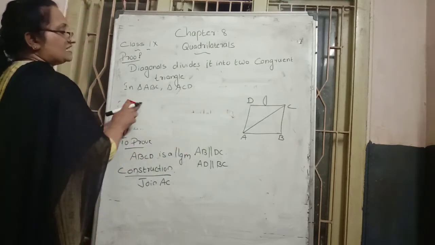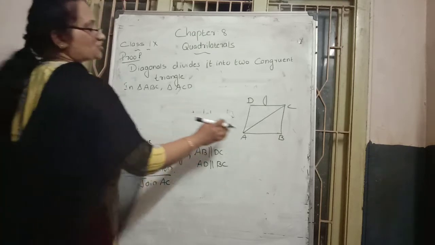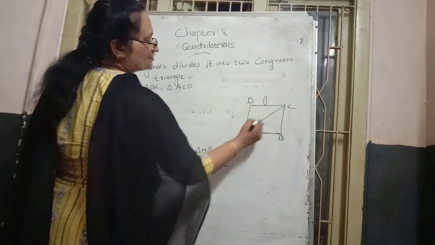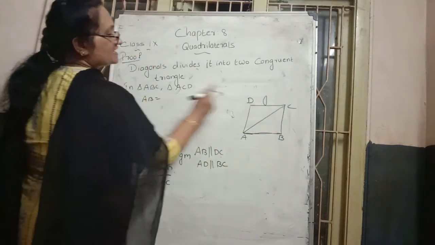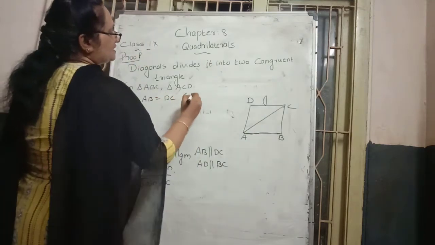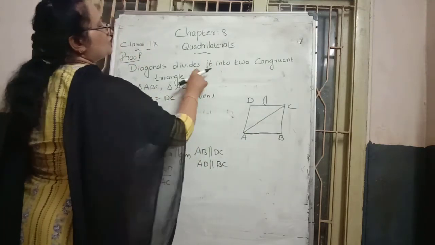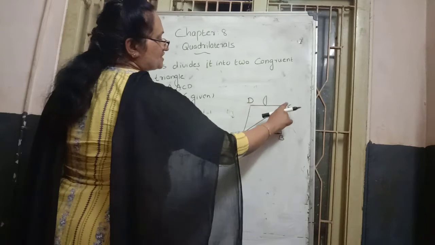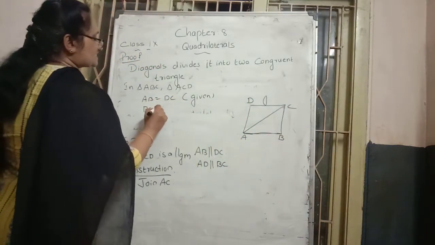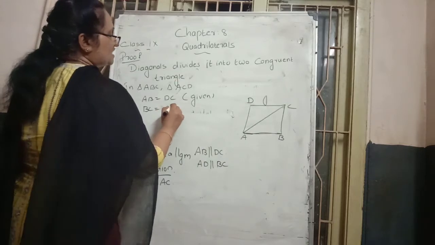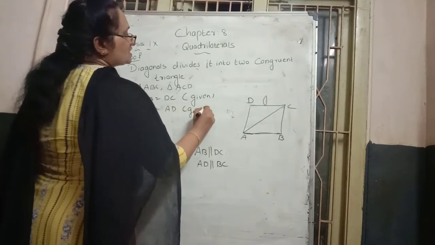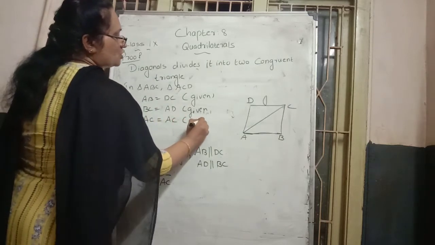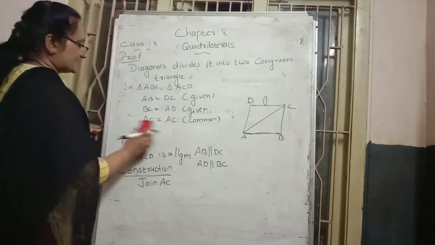Already in the given place we wrote the opposite sides: AB side of the first triangle is equal to DC side of the second triangle. It is given in the question. Next, BC side of the first triangle is equal to AD side of the second. That is also given in the question. Then which side is common to both triangles? AC side is common for both triangles. That's why three conditions are satisfied.